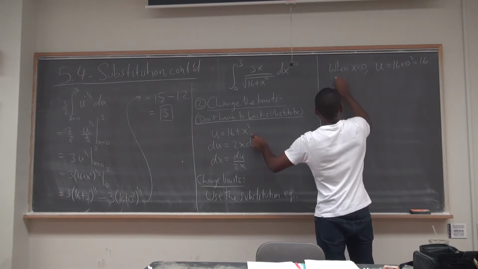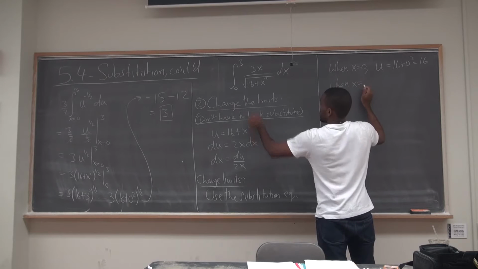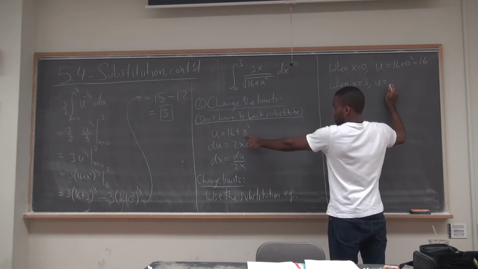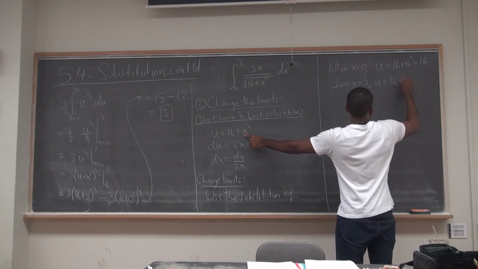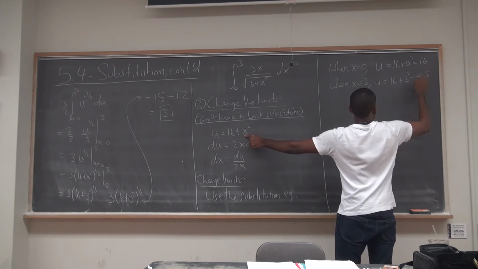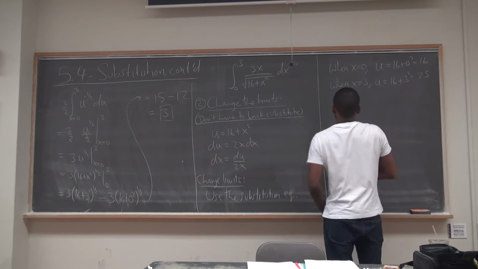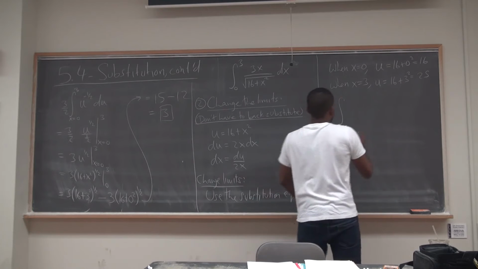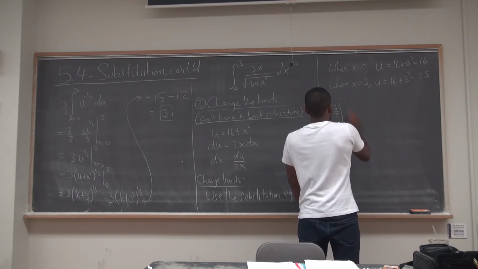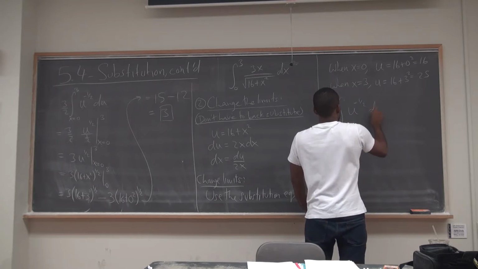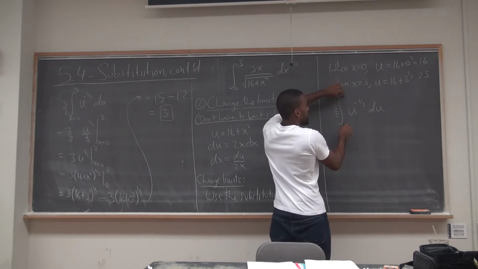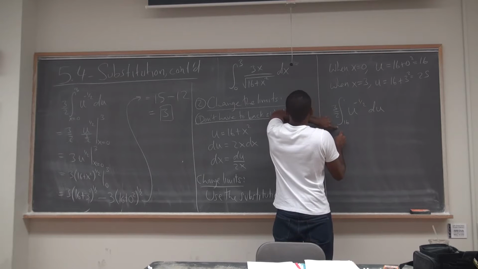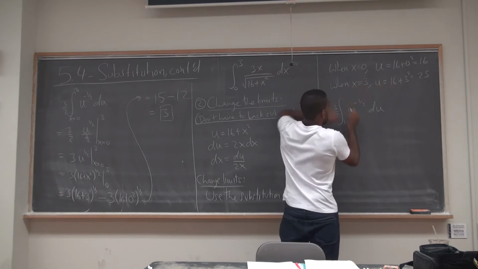And then I say when x equals, the other one I'm going to want to change is the 3. My u is going to be, I'm going to plug in x equals 3: 16 plus 3 squared equals 25. And so now when I rewrite this integral, I'm essentially going to get the same thing I did before. I'm going to get 3 over 2 u to the minus 1/2 du. Except now my limits, I change them. So instead of the 0, I now have 16. And instead of 3, I now have 25.